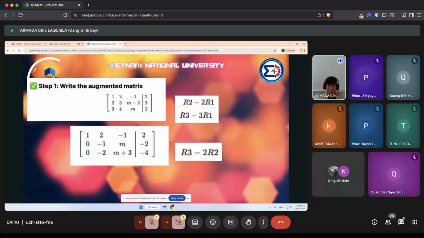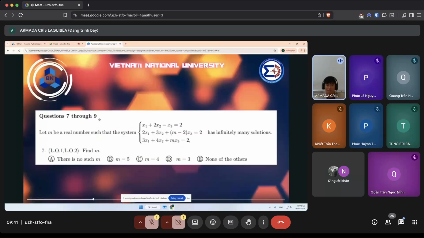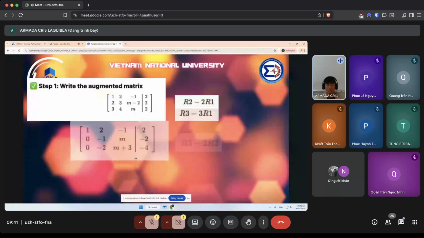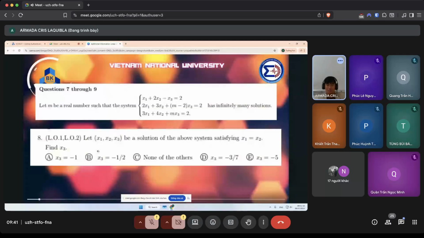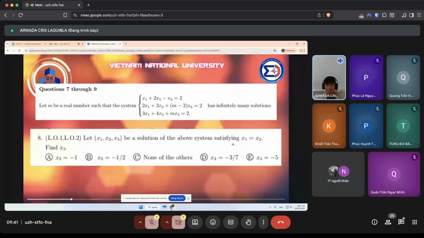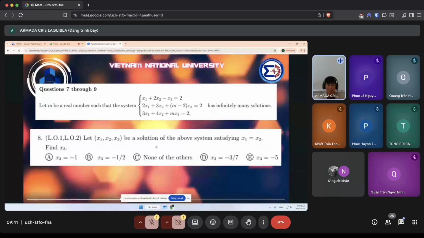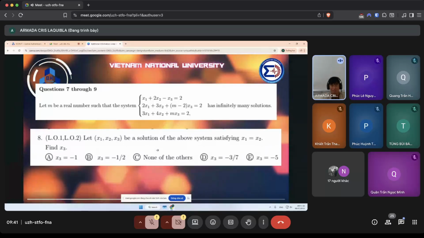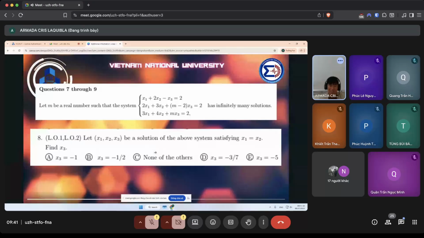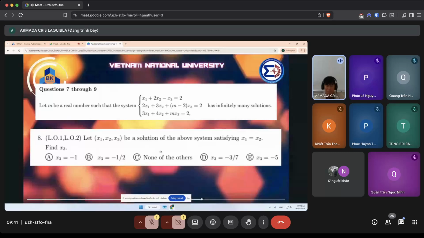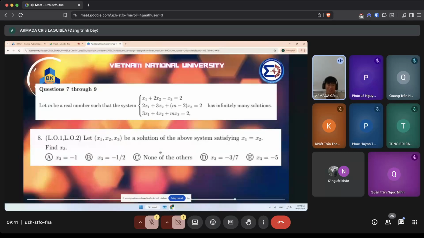Okay, this question class is questions 7 through 9. So it means that you will use this one from question 7 to number 9. Now, the question for number 8 is this. Let x1, x2, x3 be a solution to the above system, satisfying x1 equals x2. You are going to find x3 there. By the way, you have to use your answer from number 7. So class, be careful with some questions here, because if you made a mistake in number 7, then in number 8 you can probably get a mistake also. So we have to use that from number 7.